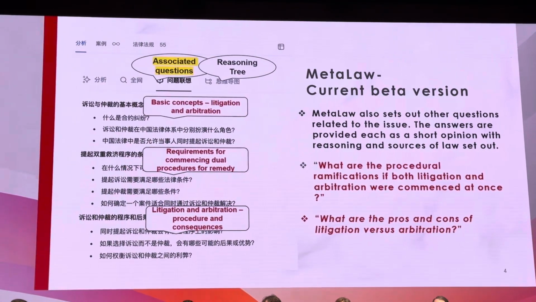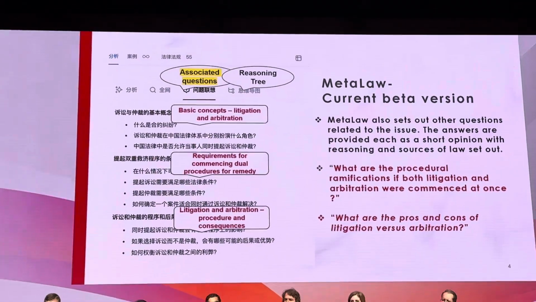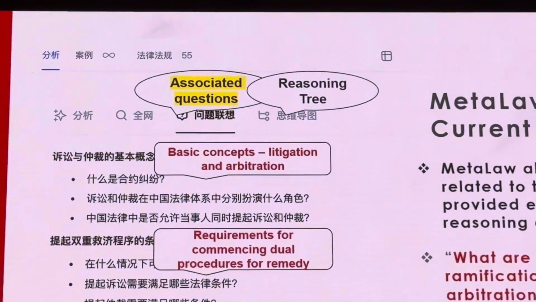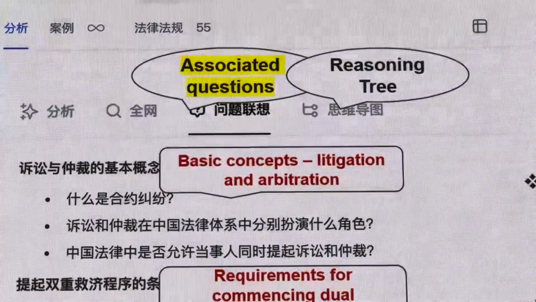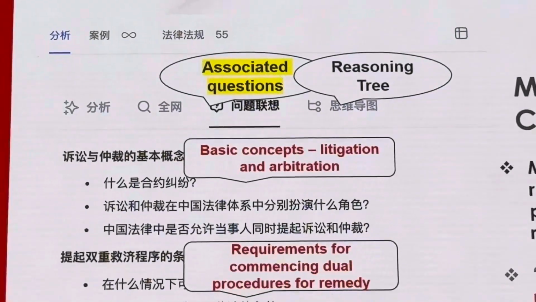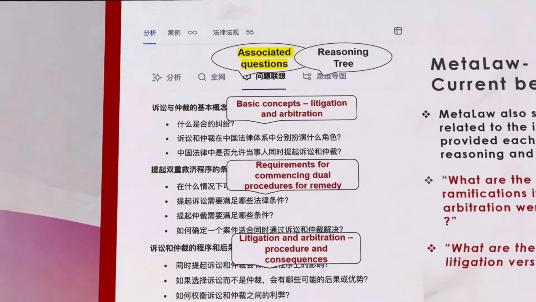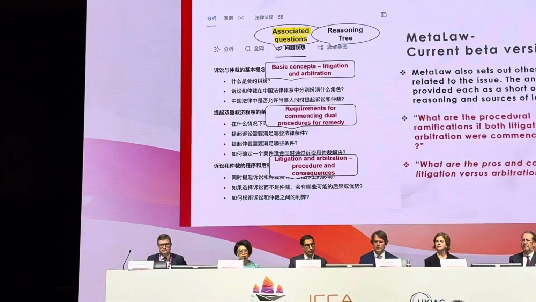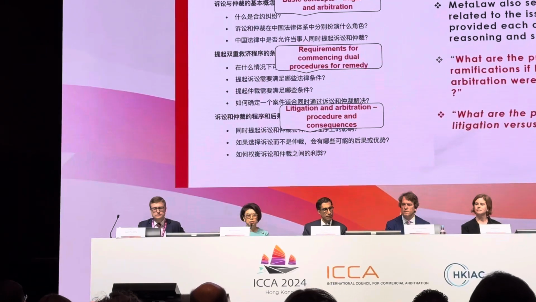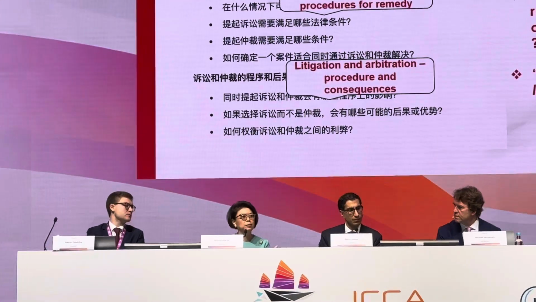This is still the current beta version. It has an icon which says associated questions. So instead of just confining itself to the first question that I typed in to test the process, it already comes up with a list of questions which may be relevant to the first question asked.